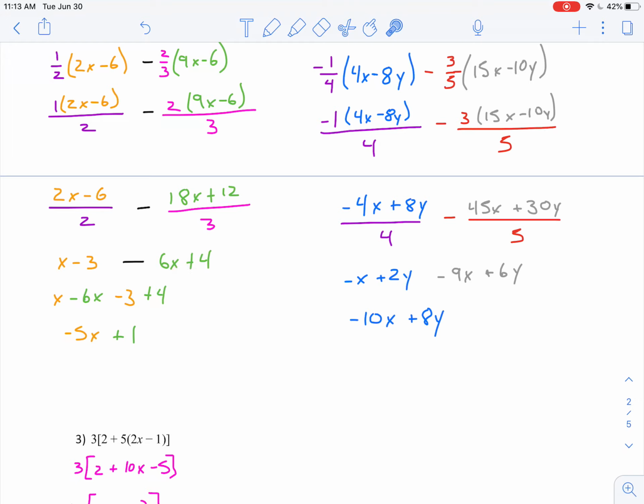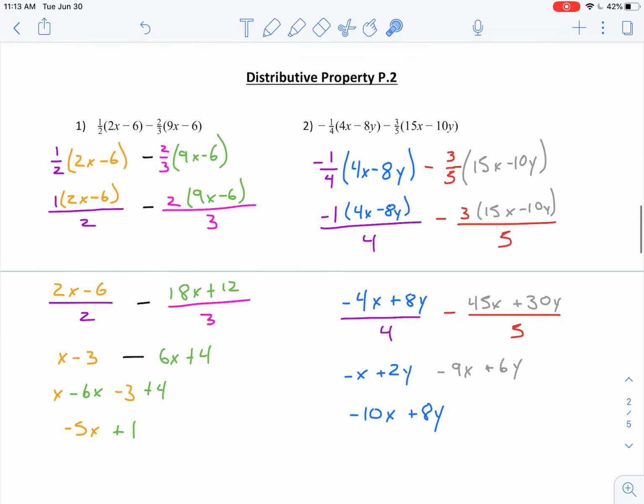I have my like terms, and I'm going to collect them and put them on either side. So collecting them, I have x minus 6x minus 3 minus 4. Right? Minus 3 and the minus 4. So I end up getting negative 5x plus 1. Okay? I have another example that I'm going to do the exact same thing.